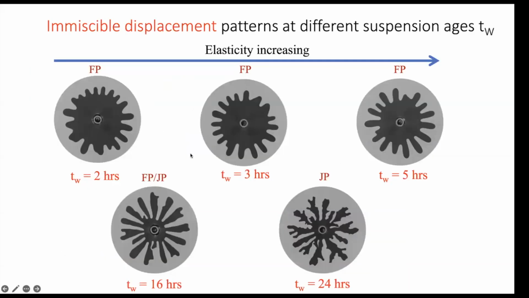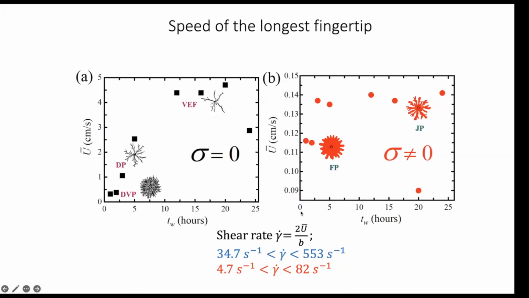Okay, and again, here we have more data. So clay of different ages that are being invaded by oil. And you can see that as the elasticity of the clay increases because the age increases, you go from this more stable pattern to these jagged patterns. So now let us just do some analysis of the data.